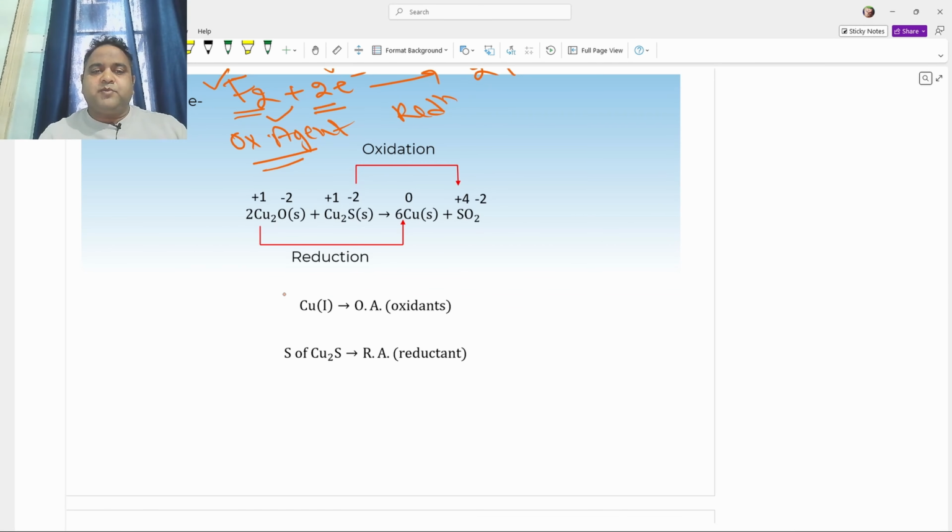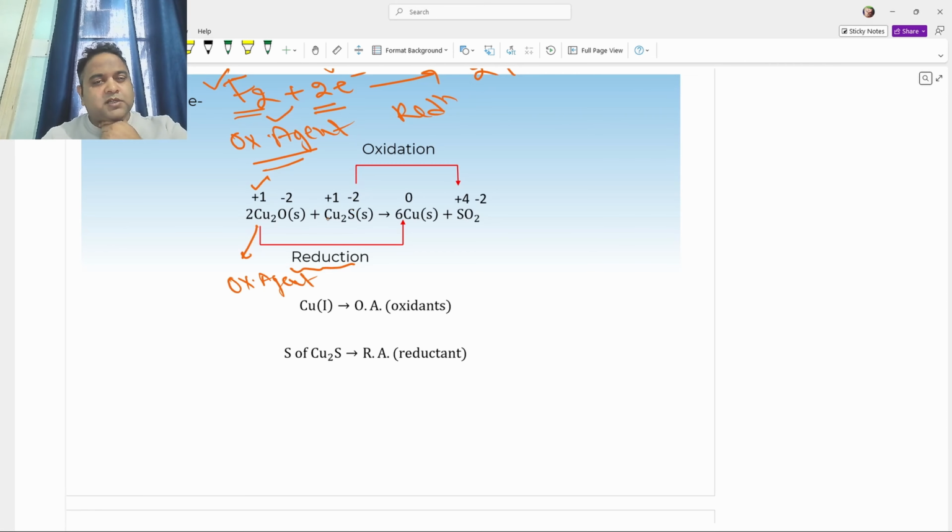Oxidant and reducing agent I have already explained. See that copper is going from +1 to 0. This is undergoing reduction, so its behavior will be that of an oxidizing agent. Now sulfur is going from -2 to +4.